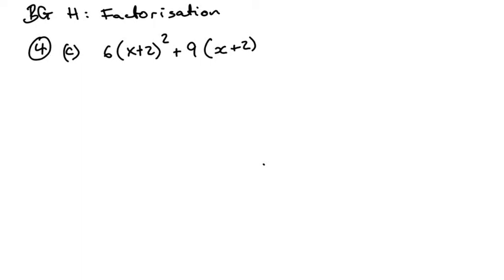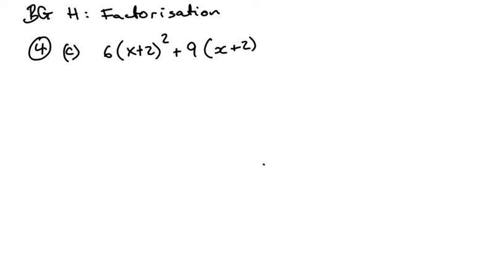G'day guys, I've had a request for a couple of examples from question 4 in the factorisation section H on the background knowledge. So I thought I'd do a couple here. This is 4C. As with all factorising questions, the first thing you want to do is try and find the highest common factor and take that out if indeed there is one.